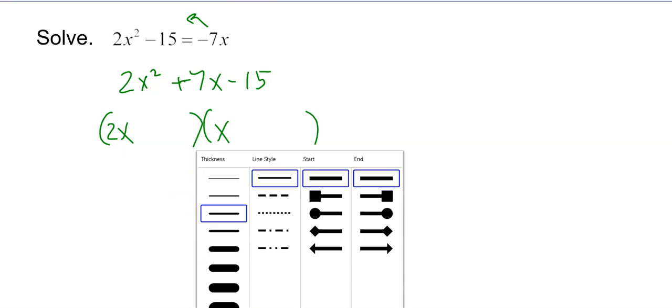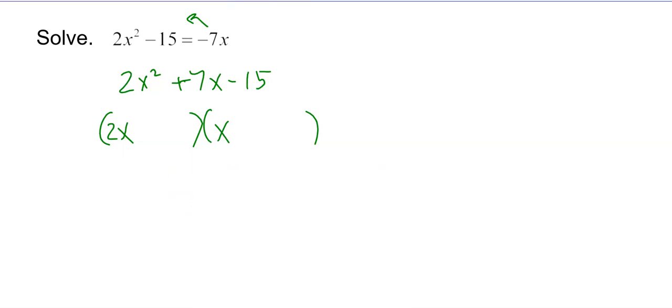I'm going to try some different options here for maybe this is 5 and 3 in some order. I'm not sure which. Maybe it's 15 and 1. So let's try some of those and see if one of those works. So 5 and 3. Let's see, 5x plus 6x. No, that doesn't work. 3x plus 10x. Ooh, that could work.